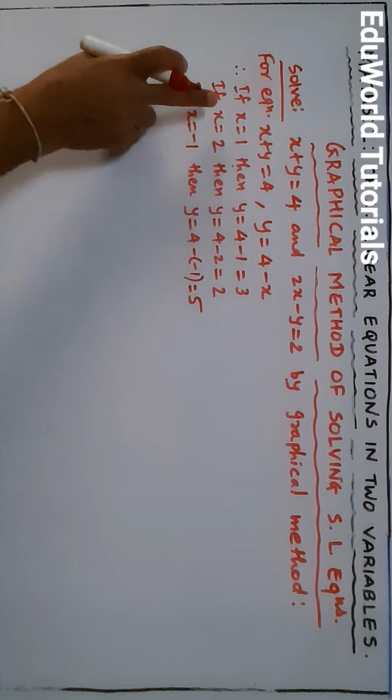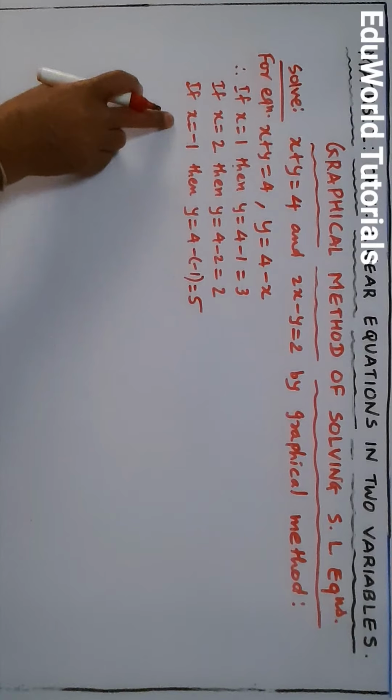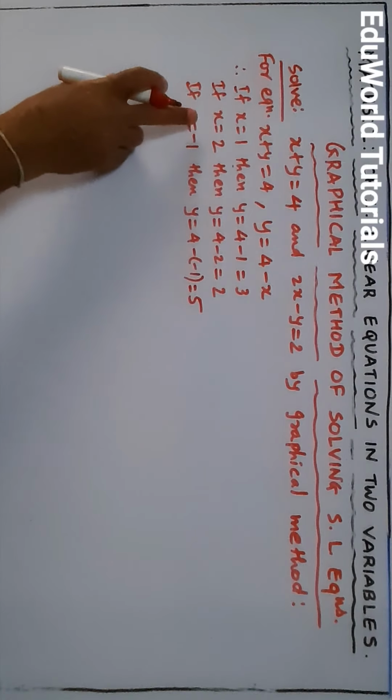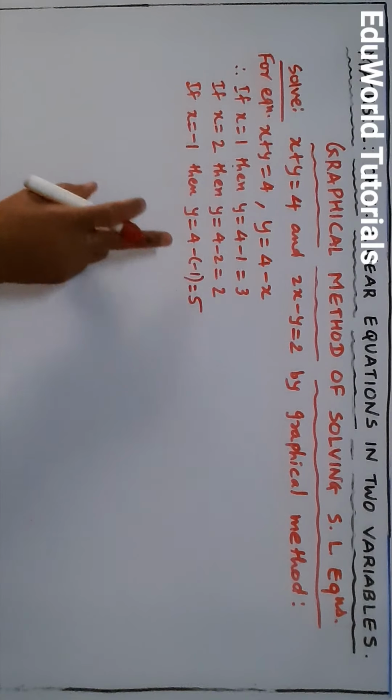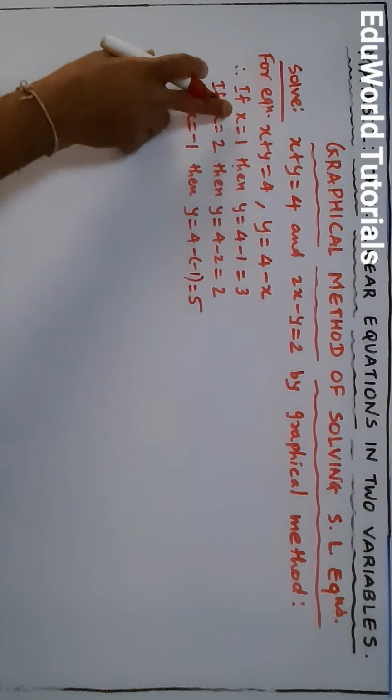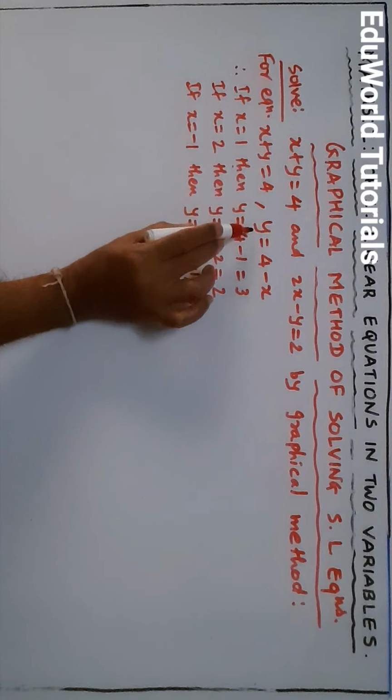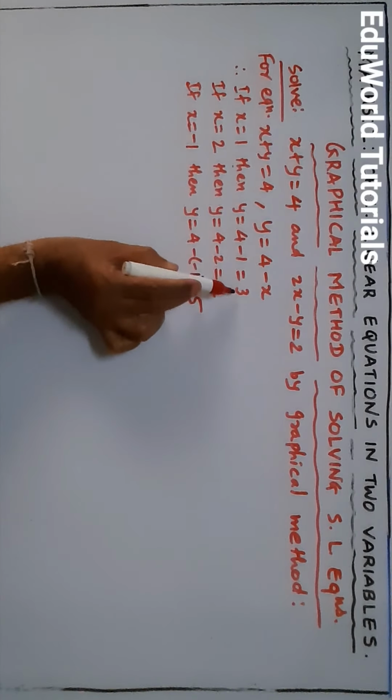Always remember these values of x you have to take yourself. They will not give you. You have to take these values of x, and consequently you will get the value of y. Now I have taken x equal to 1 in this equation. If x is equal to 1, then y is equal to 4 minus 1, that is equal to 3.